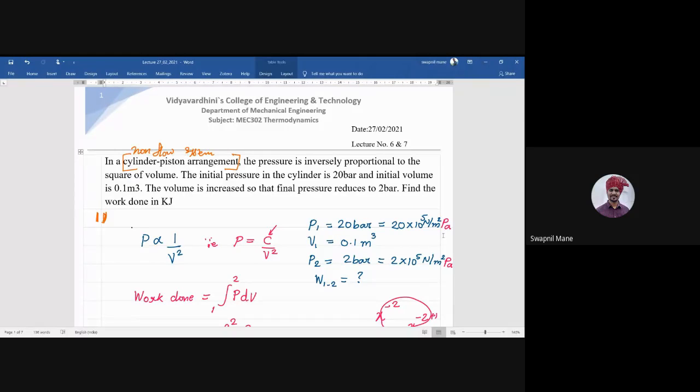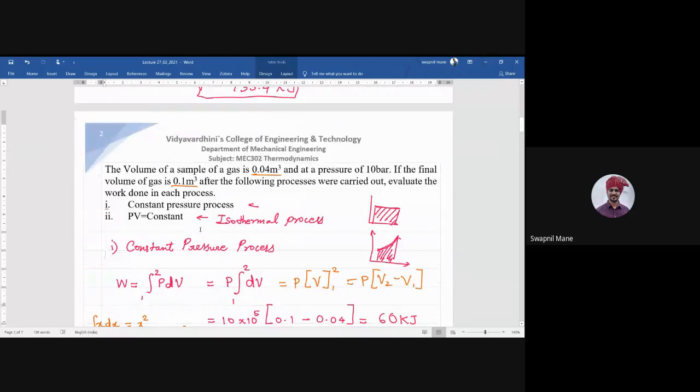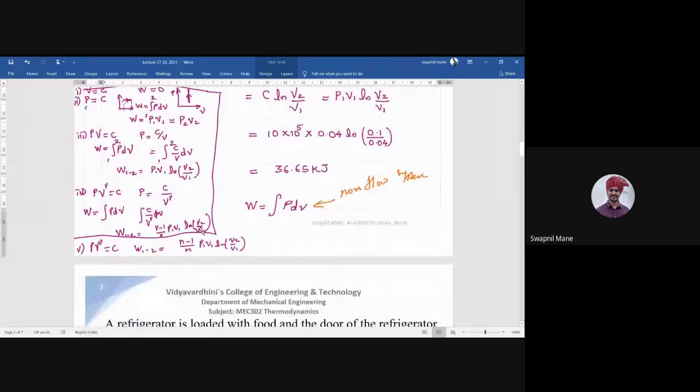For a constant volume process, work done will be 0. For a constant pressure process, work done will be the product of pressure and volume. For a constant temperature or isothermal process, work done will be equal to PV into ln of V2 by V1. For an isentropic process, work done will be equal to (gamma minus 1) upon gamma P1 V1 log of V2 by V1. And work done in a polytropic process is given by (n minus 1) upon n P1 V1 log of V2 by V1.